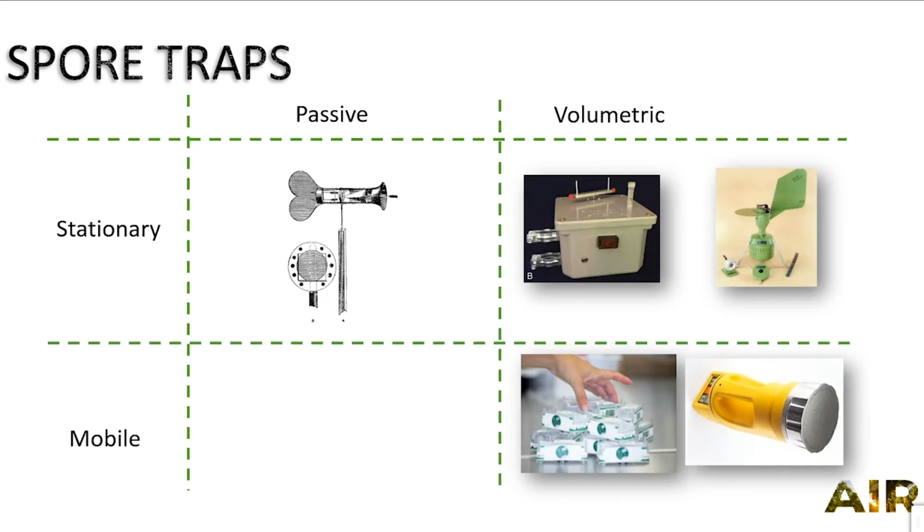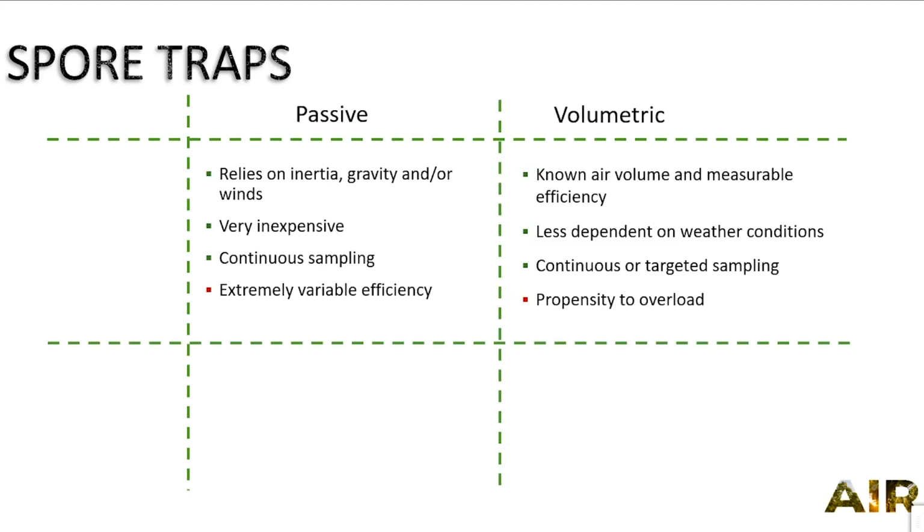So first of all, spore collectors can be described as passive or volumetric. Passive traps are defined by the fact that they rely on either inertia, gravity, or winds to operate, mainly winds. They have the big advantage of being very inexpensive. They also offer continuous sampling without assistance. The main drawback is that their efficiency is extremely variable, because they rely heavily on winds.